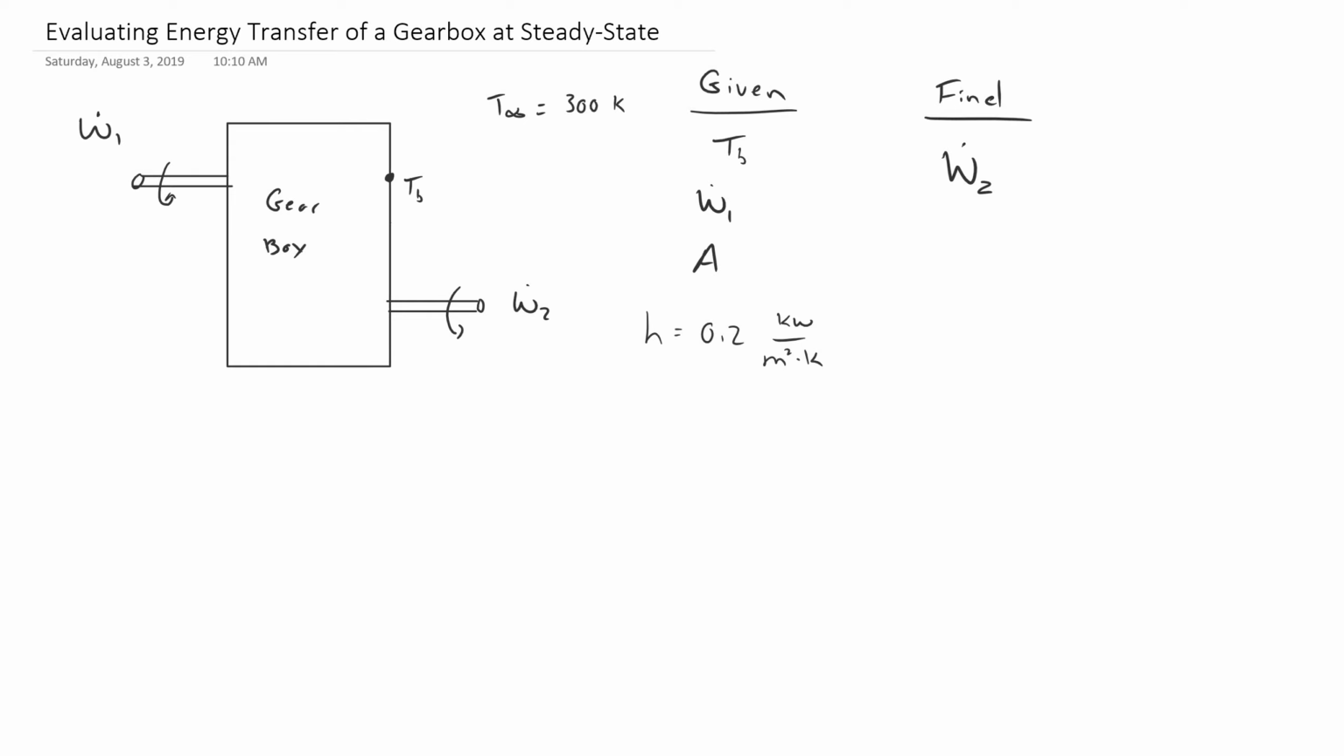So the input work is going to be given as a negative quantity in kilowatts. That's just to denote that the work is in fact an input. So we expect that the output work is going to have a positive quantity, and we'll want to find that in kilowatts as well. So the first thing I need to do is define my system. So I'm going to just draw a system boundary around my gearbox. Okay.